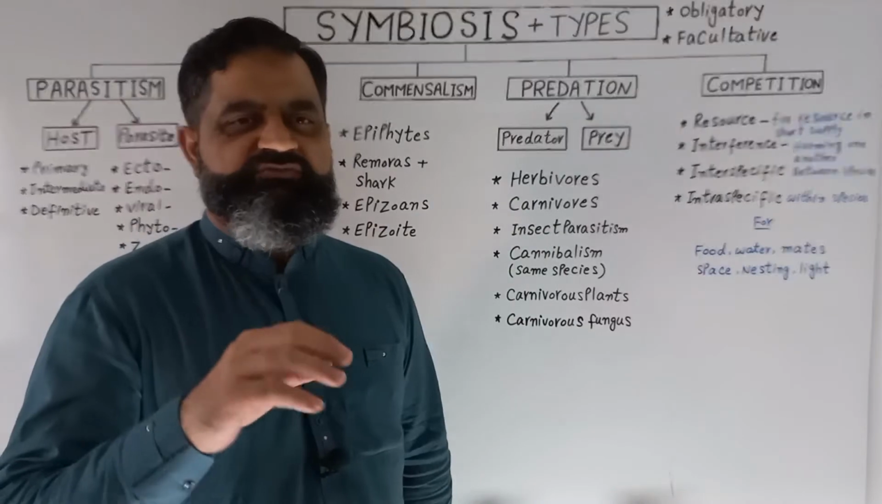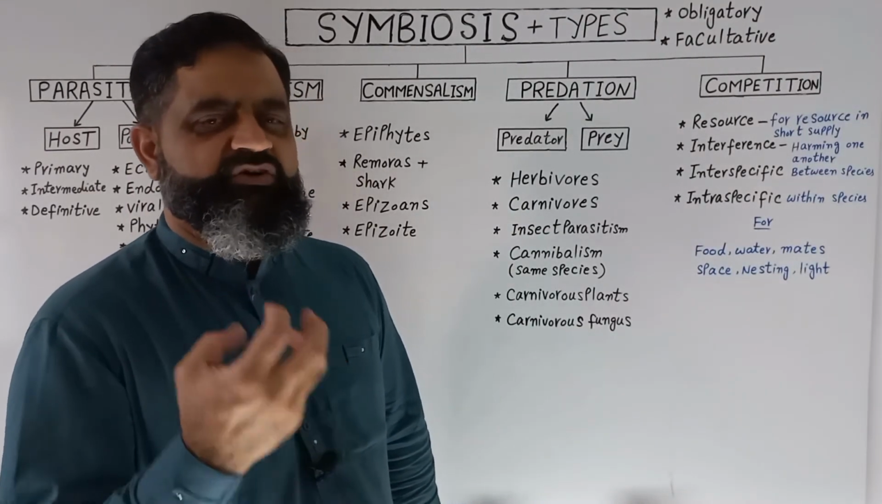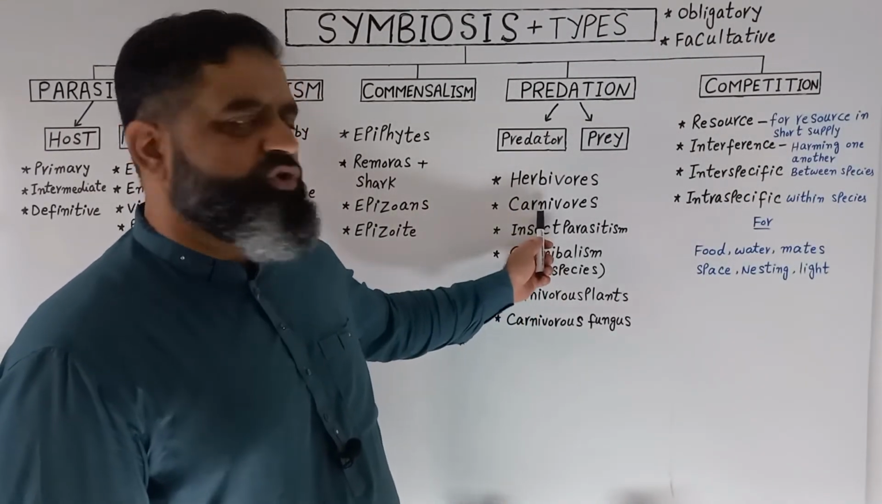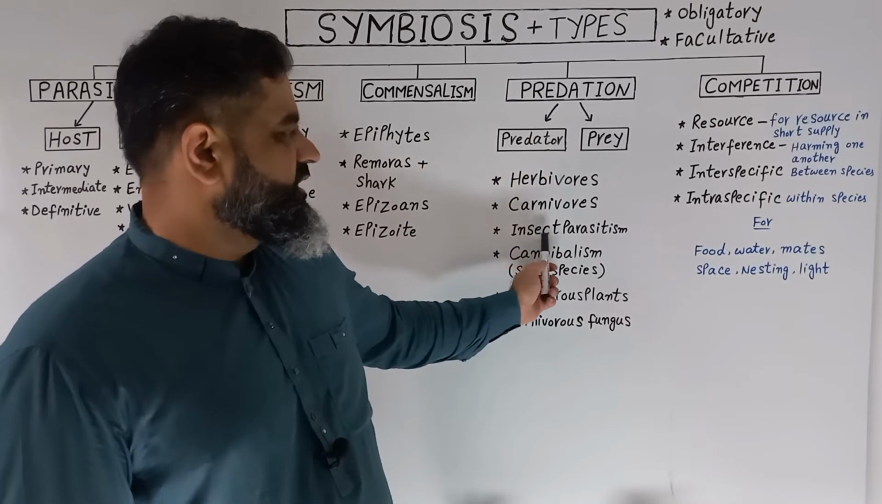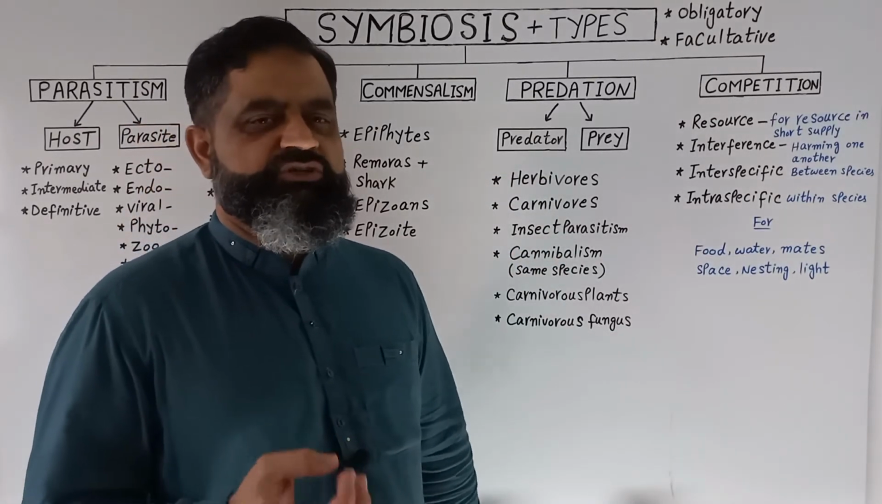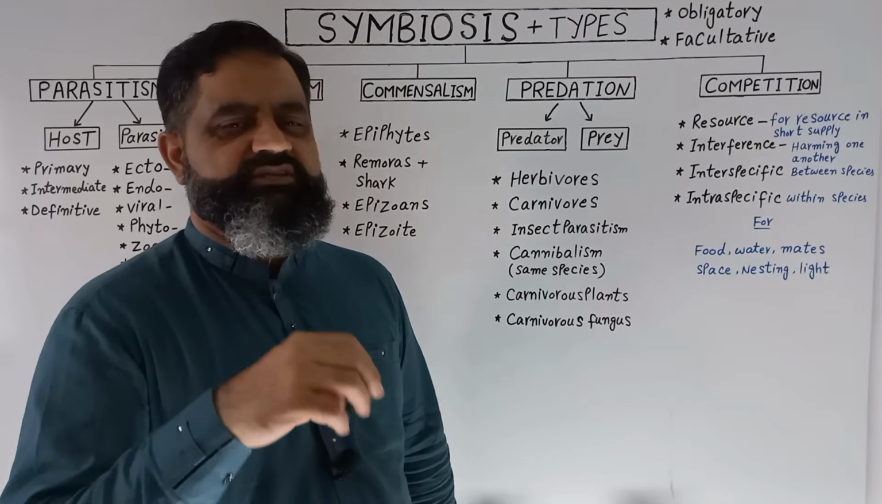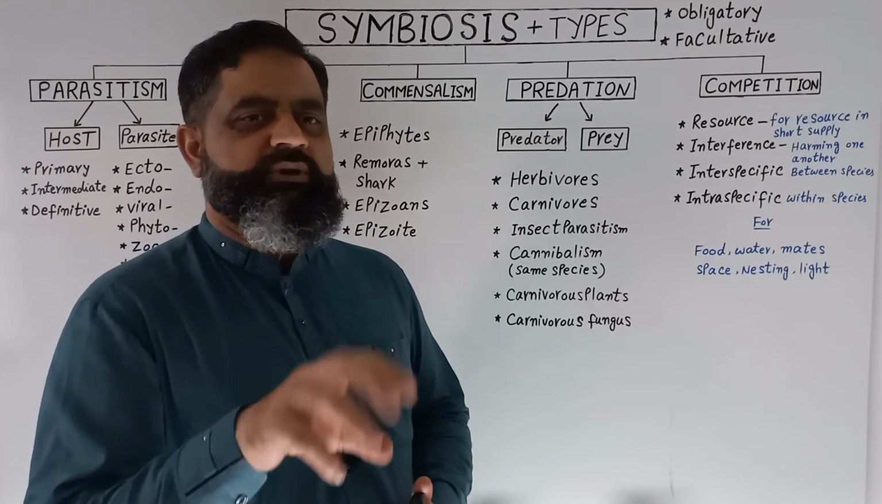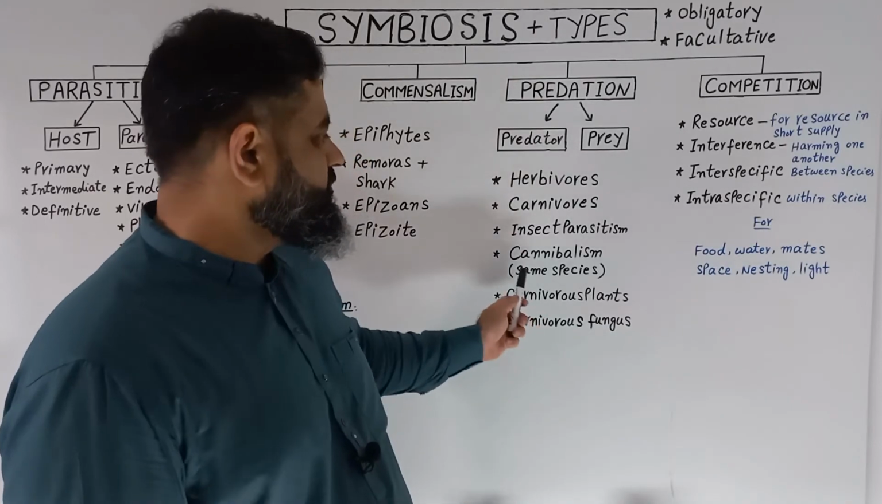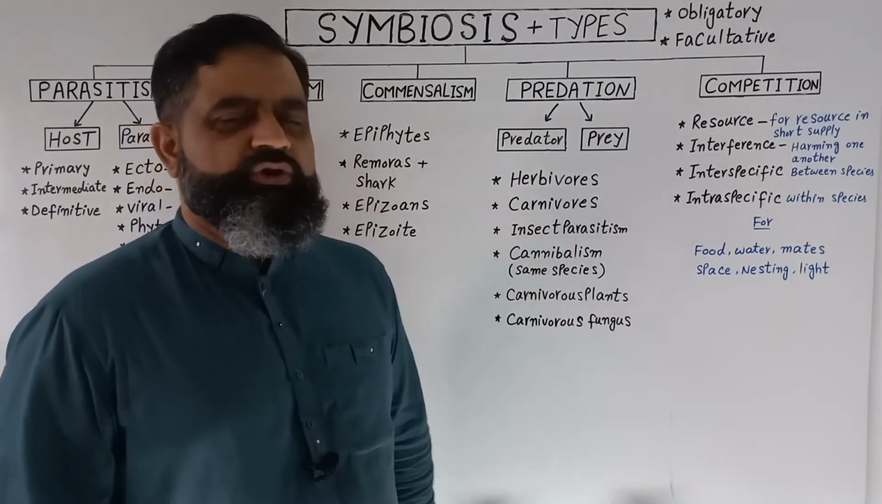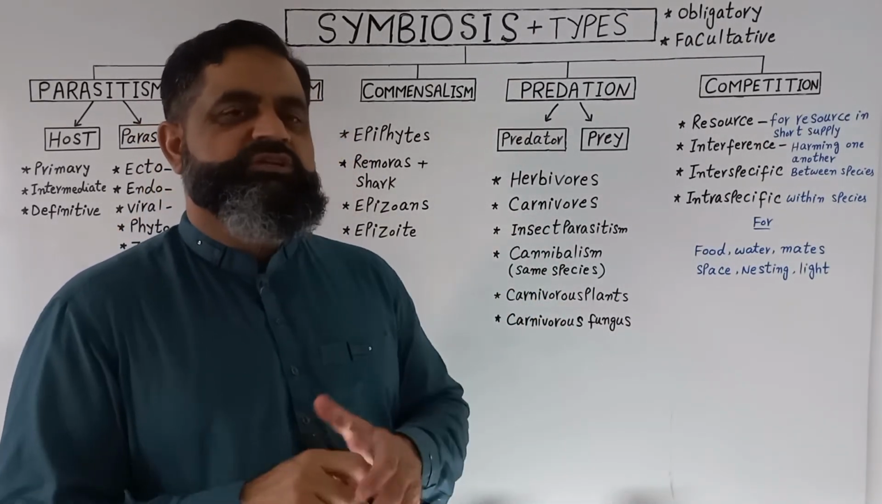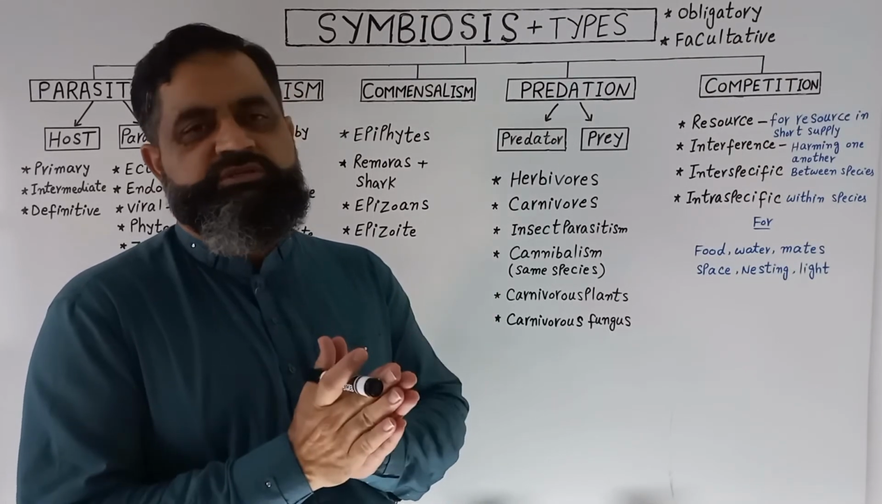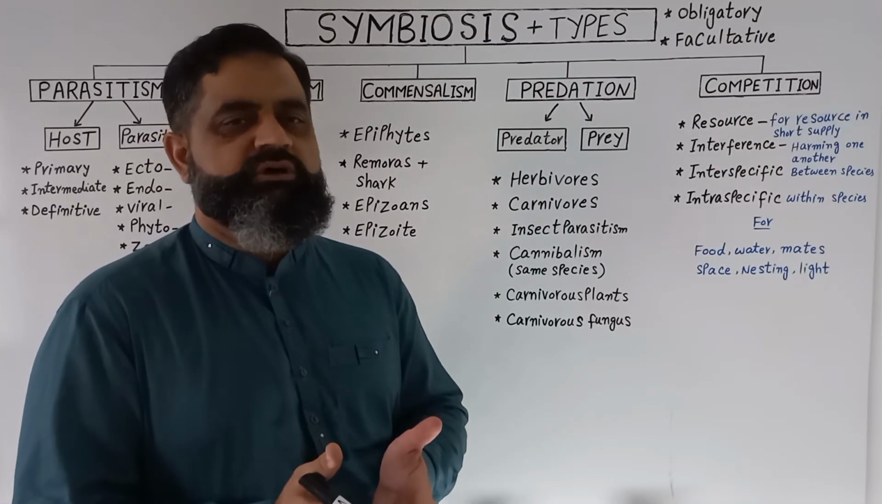Carnivores are those animals which feed on other animals to get the meat or flesh, like dogs, lions, etc. Insect parasitism: in this condition, some insects live as predators, and they eat up other insects or plants or animals. Cannibalism is also a type of predation, but in this condition the same species is the predator and the same species is the prey.